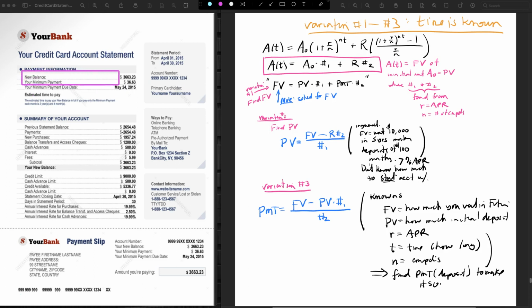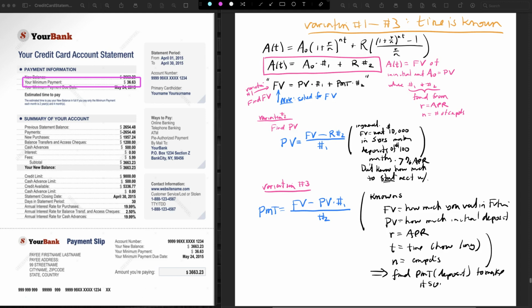Notice that we have a balance on this card of $3,663.23 has been charged to this credit card, and therefore this number here is the present value that we need to pay off. So this is our principal. Okay, we would like to pay off this credit card to a future value of 0, and we can see here that a minimum payment has been given, and I'm curious if we can understand where this minimum payment is coming from and how it was obtained.